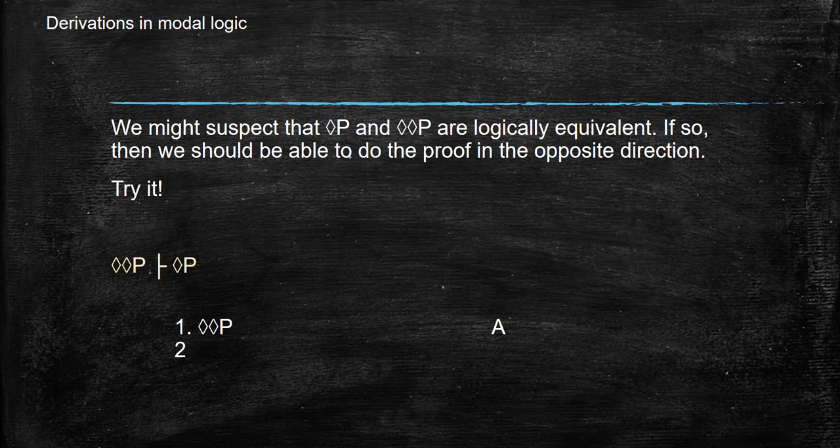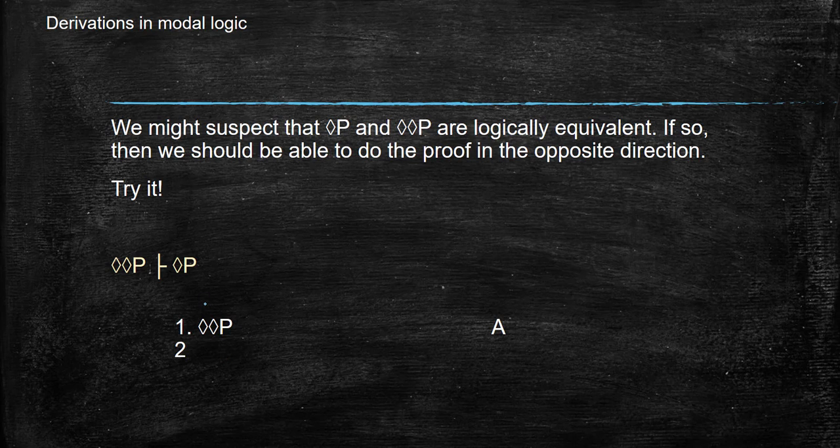Now, we might suspect that possible possible P and possible P are logically equivalent. So if so, then we should be able to do the proof in the opposite direction, right? So we should be able to prove if possible possible P, then possible P. So this is another one that you're going to want to pursue via negation introduction.